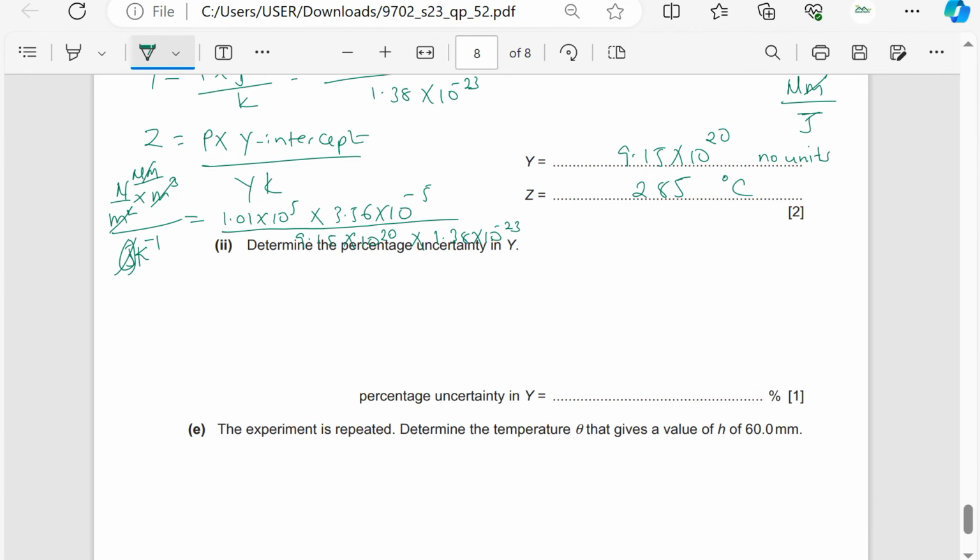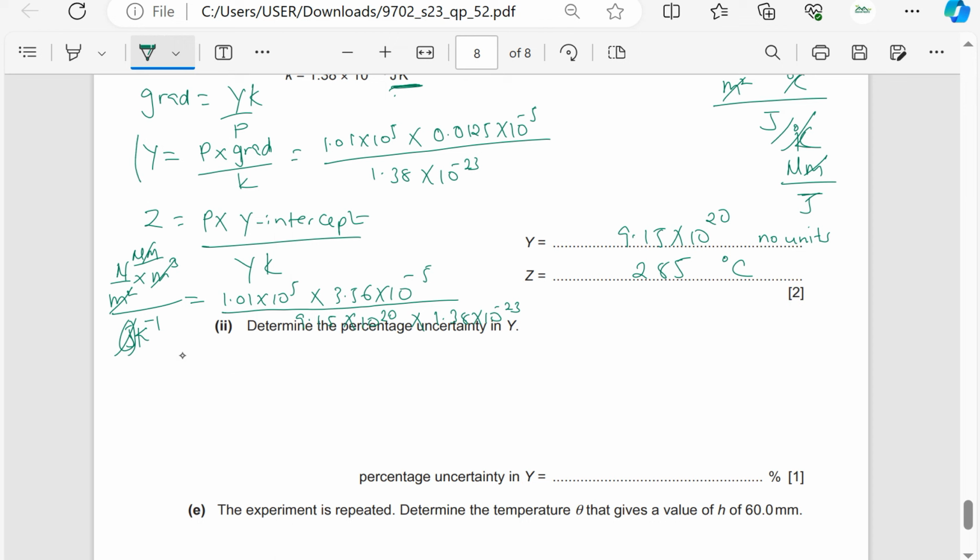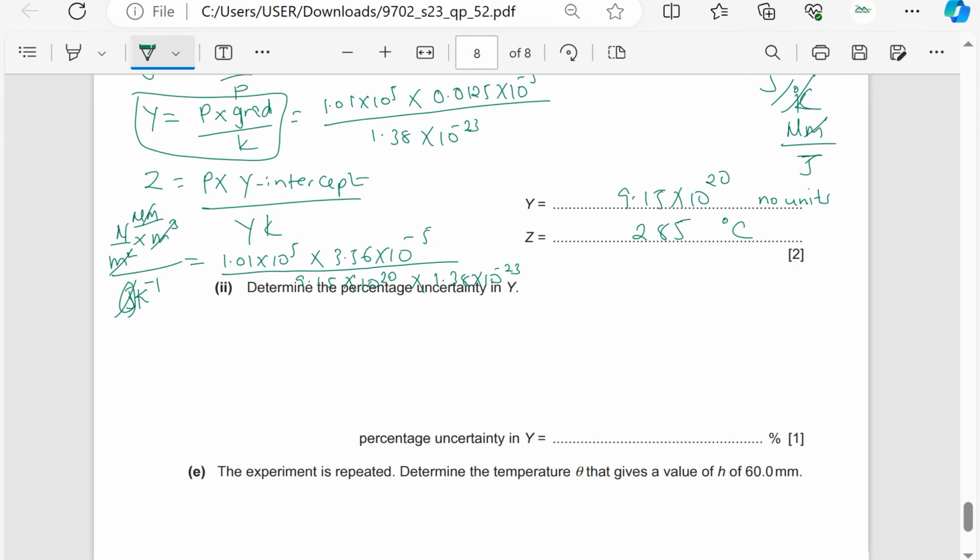Then determine the percentage uncertainty in Y. So I just need to look for something which has Y, such as the one having maybe the gradient, or I could also use the y-intercept. But for the y-intercept, K was not. Anyway, I'll just use the gradient. So using this expression here, I'll use that expression. I think K has no uncertainty, so I'll not consider it in the uncertainty.